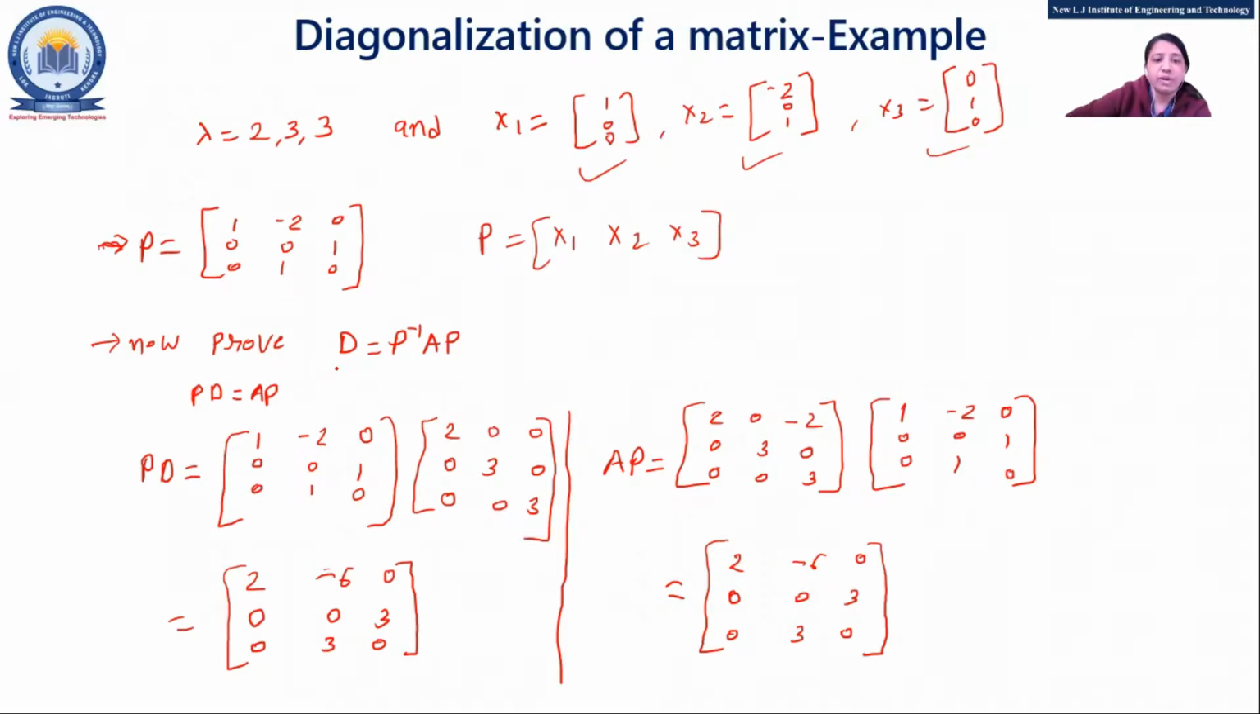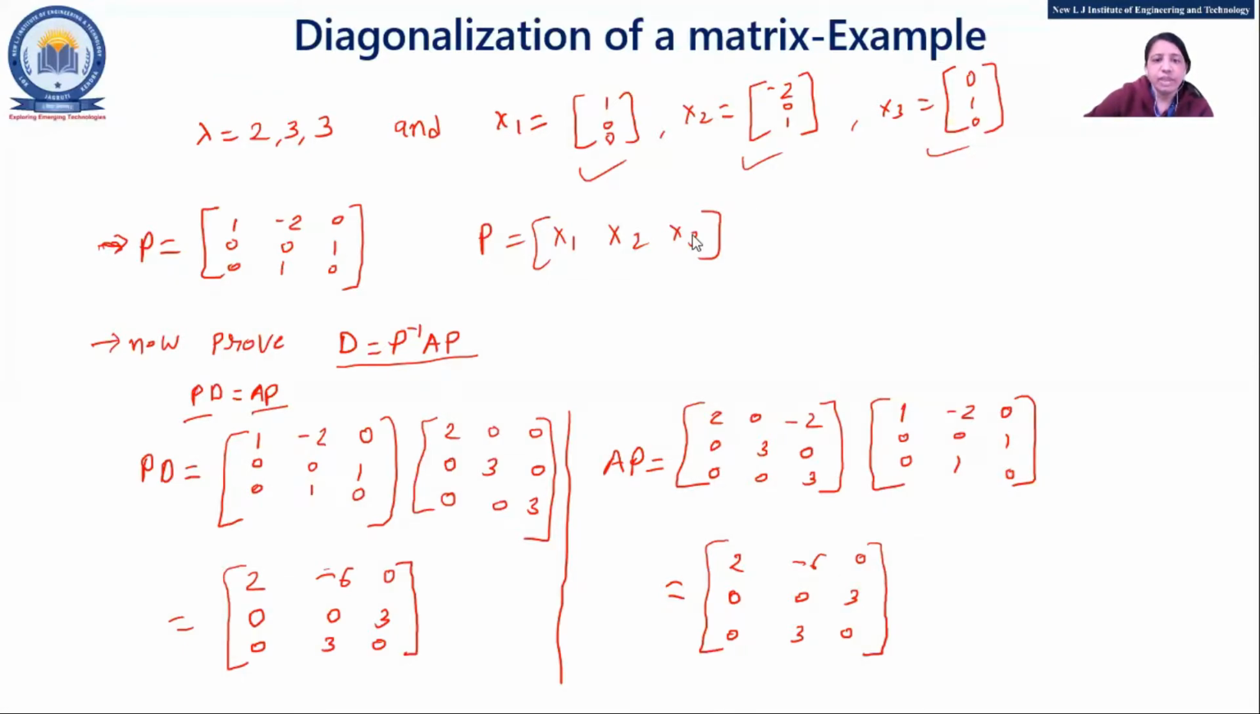Now the next step is to solve D equal to P inverse AP. You can do that, or in some books it is given that you just need to prove PD equal to AP. Then also it is fine. If it is supposed to be like that, fine.